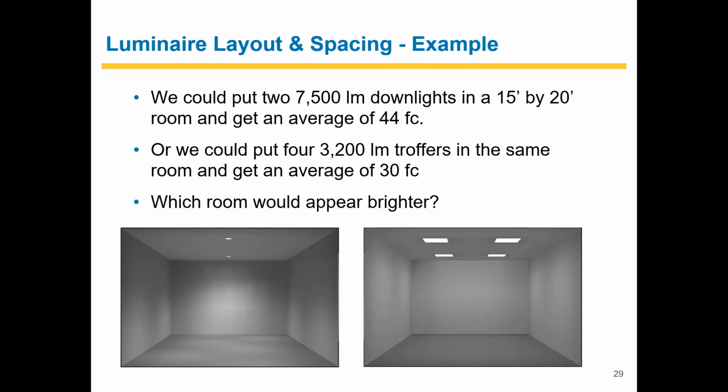Spacing, this is a narrative that kind of goes with this slide here. This is a same size room, 15 by 20 foot room. We could put 2 downlights with 7,500 lumens and get a higher foot candle, or we could do 4 lower output troffers and get 30 foot candles. In practice, the space that has more wall washing is going to appear brighter and probably be more visually comfortable. So you want to keep these things in mind.